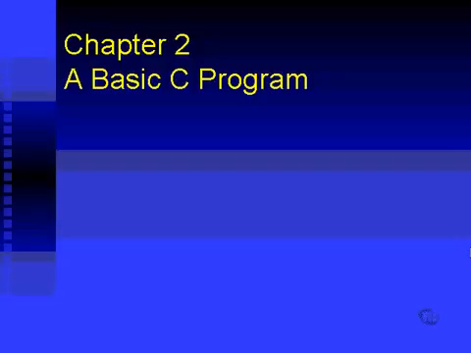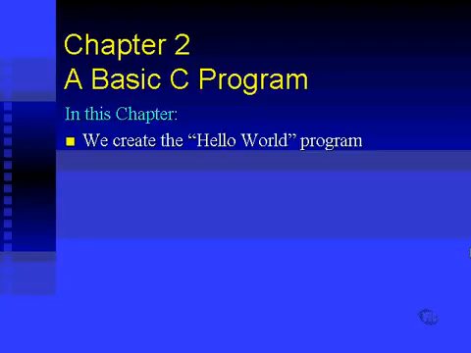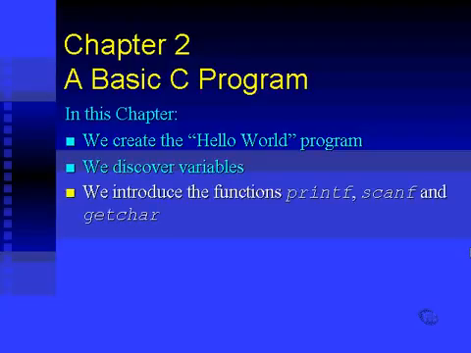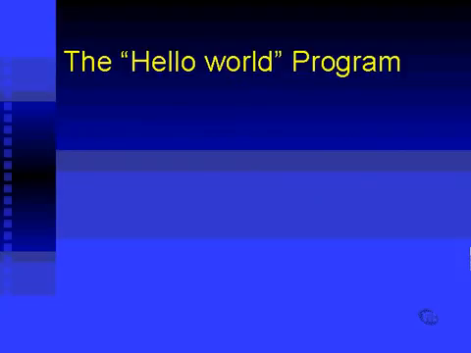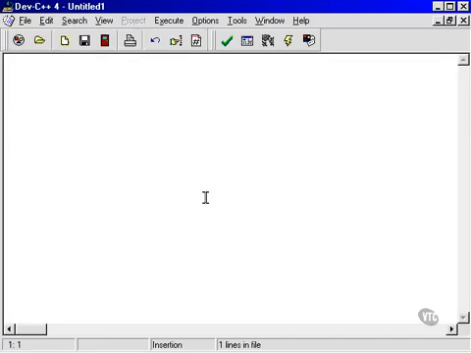And so to begin programming in earnest. Chapter 2 will see us create our basic C program. It will be called the Hello World program, a very simple program to print the words Hello World on the screen. Every C programmer creates a Hello World program as their very first project. It's almost a tradition. We will also examine the concept of variables and examine the three standard C library functions, printf, scanf, and getchar. And so to begin with the Hello World program.